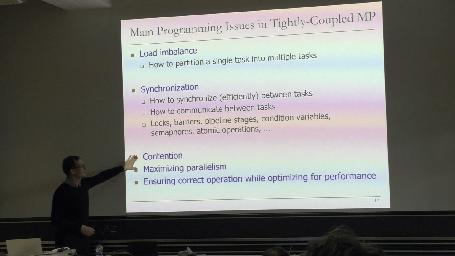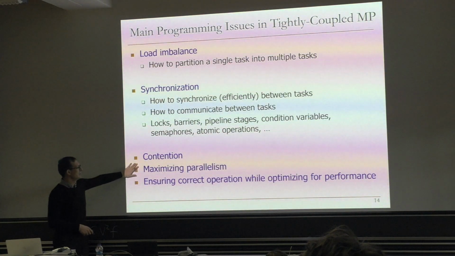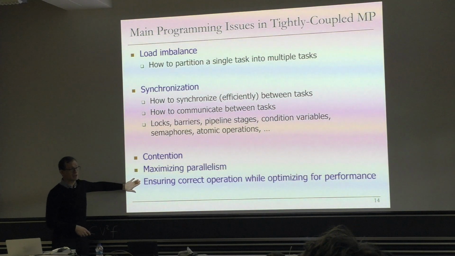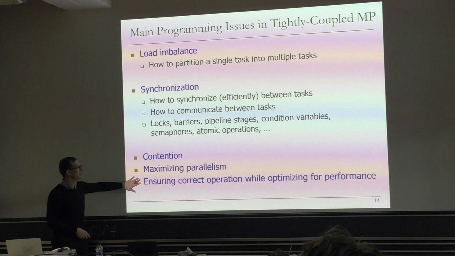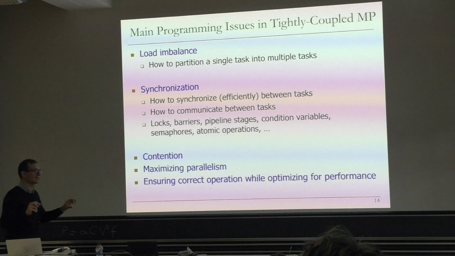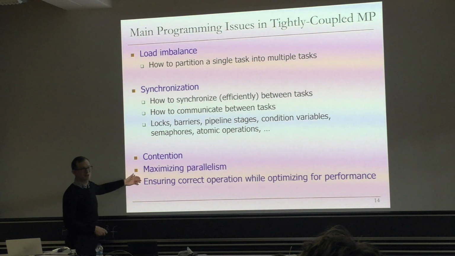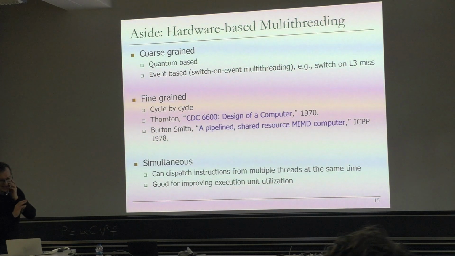Contention we talked about. How do you maximize parallelism? I mean, these are kind of related to this also. And we're going to talk about ensuring correct operation while optimizing for performance. As we said, there's always a trade-off between performance and correctness, or performance and effort. And it's very difficult to get rid of that trade-off. Okay, so I'll give this aside.